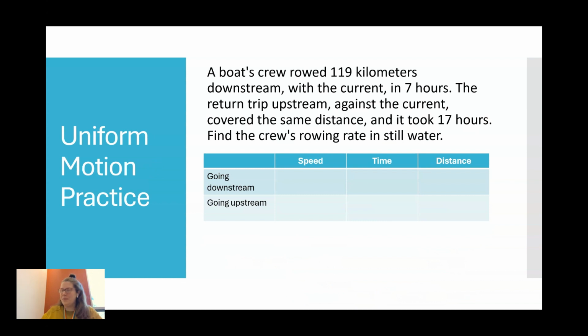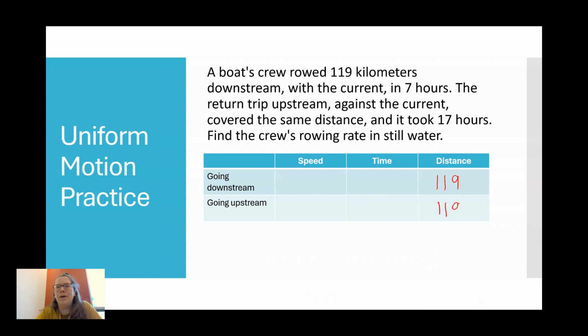Immediately harder. We now have a boat that is rowing downstream with the current and then upstream against the current. We know they went 110 kilometers both ways. It's like the same distance, right? They go there and they come back.